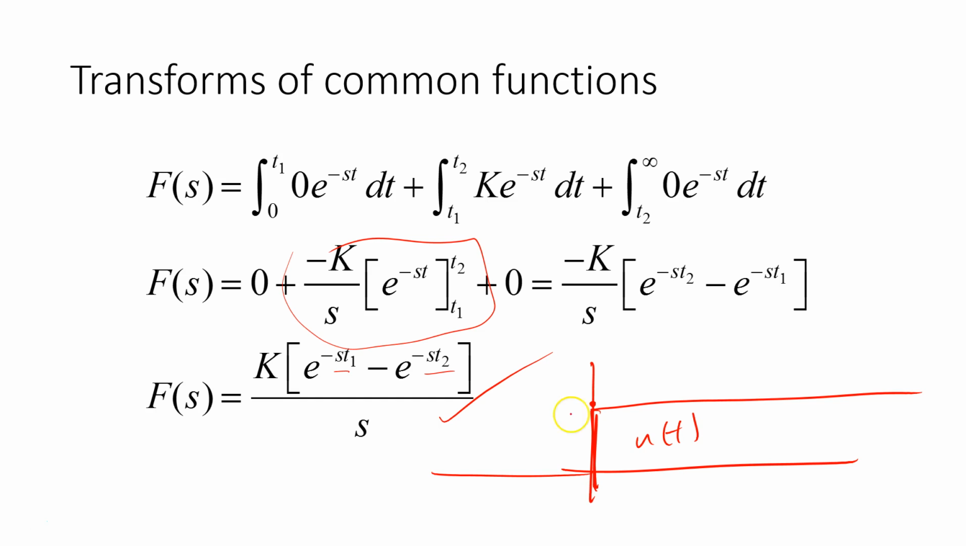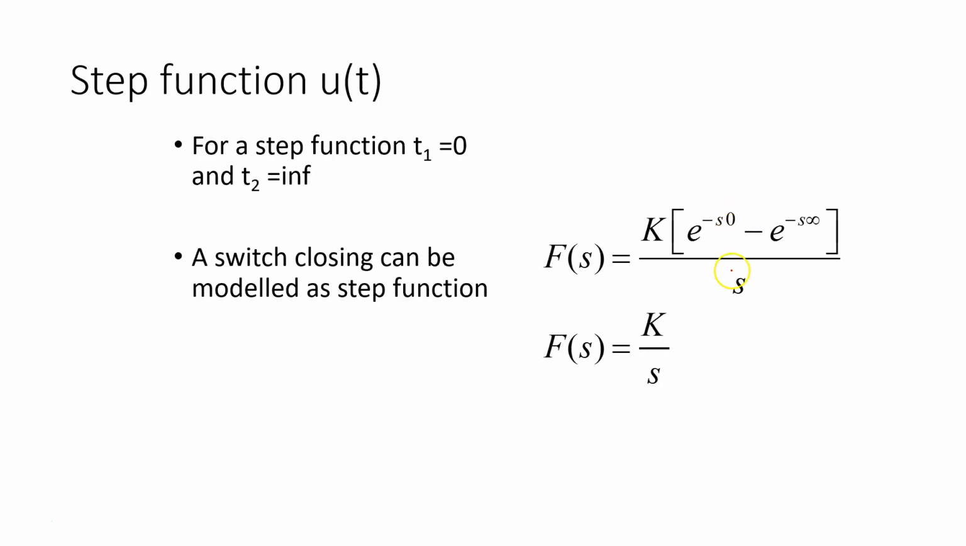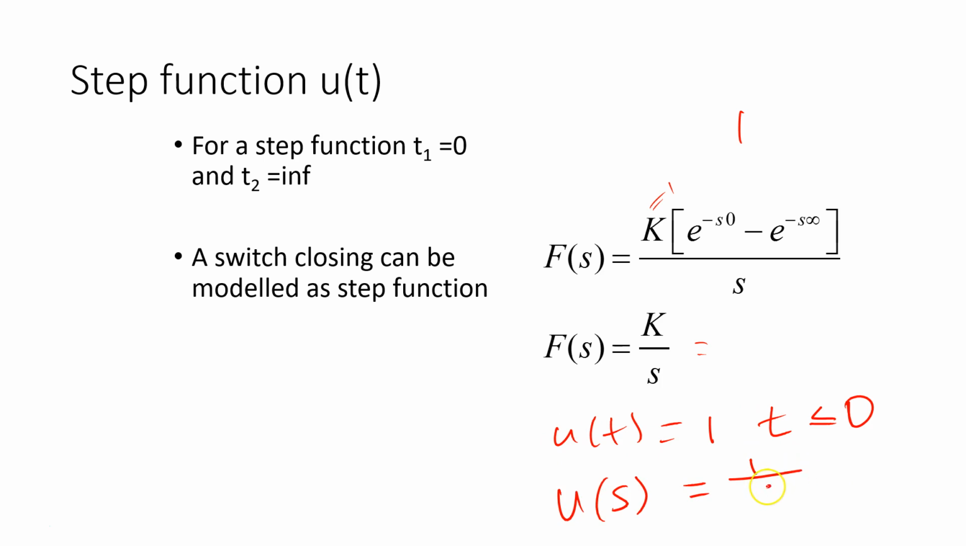So if I substitute those things, k is 1, t1 is 0, t2 is infinity, then what I'll get is 1, in this case k should be 1, for the unit step, 1 on s. u of t is 1 for t greater than or equal to 0. Then if I take this to the Laplace domain, I will get 1 on s.